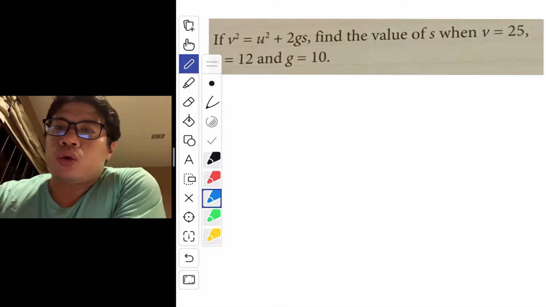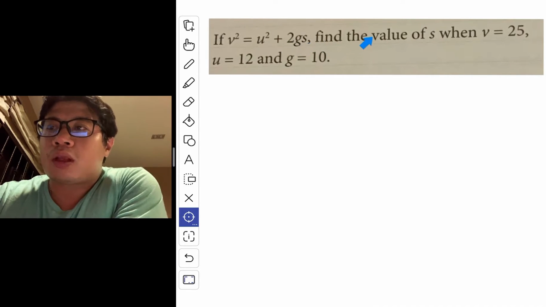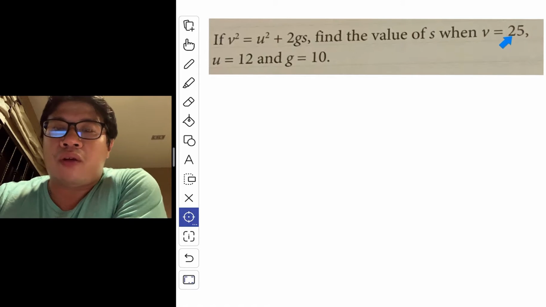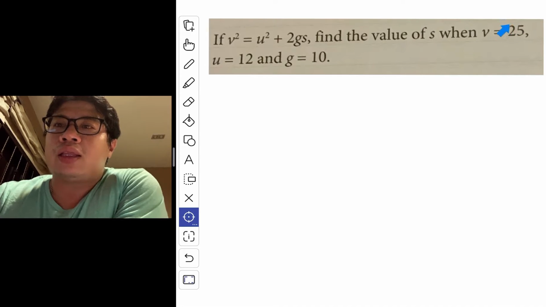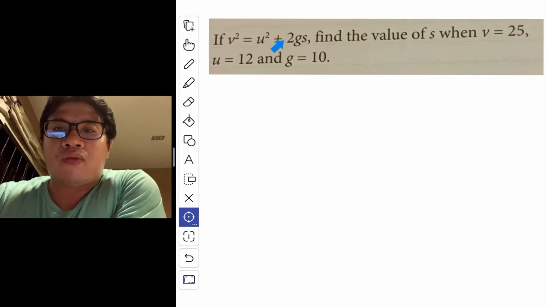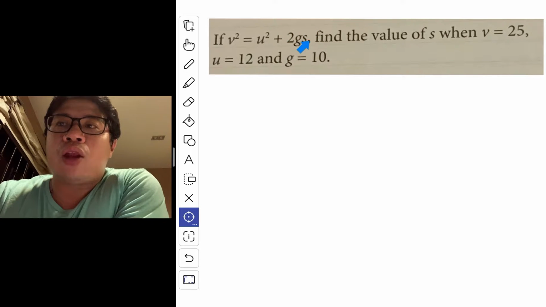v square is equals to u square plus 2gs. So this 2gs will represent 2 times g times s. Now I need to find the value of s when v is equals to 25. So here, when my v equals to 25, I can take 25 and sub it here. So it's like you're telling you, if this is my formula and I have v 25, u is 12, g is 10, what would be the value of s?